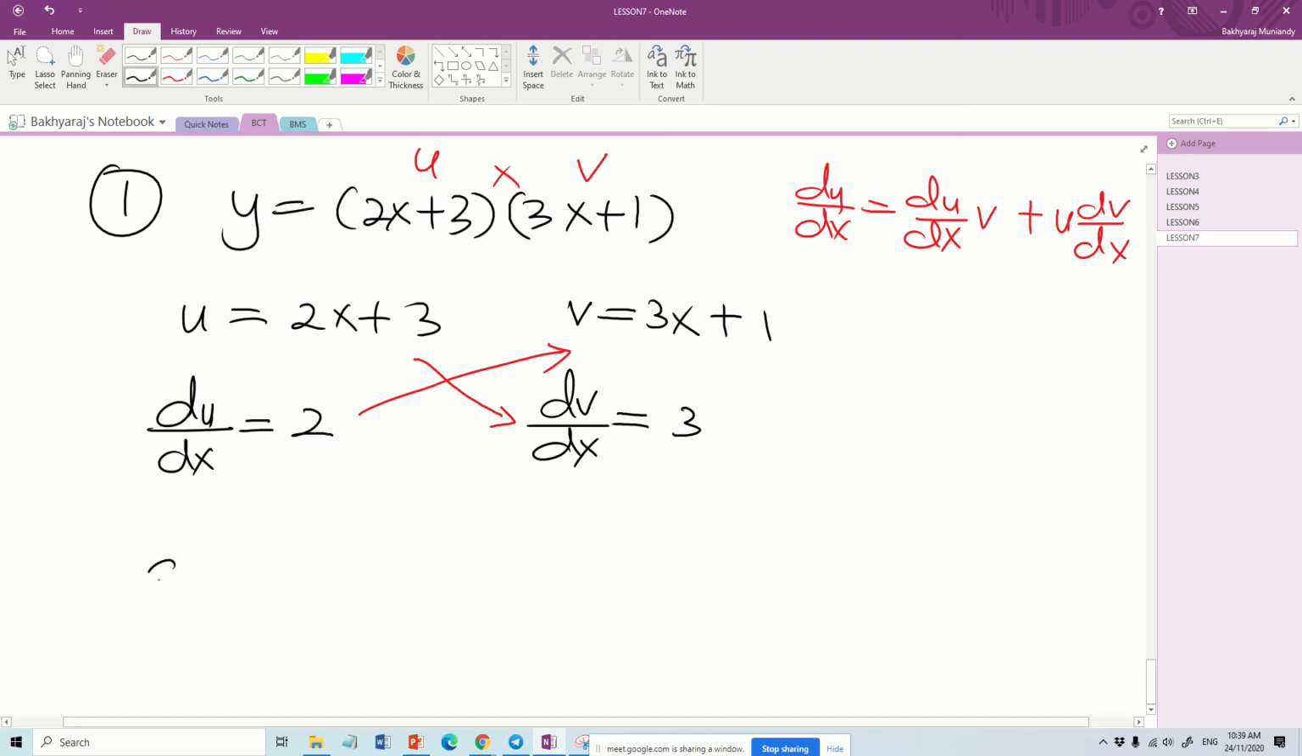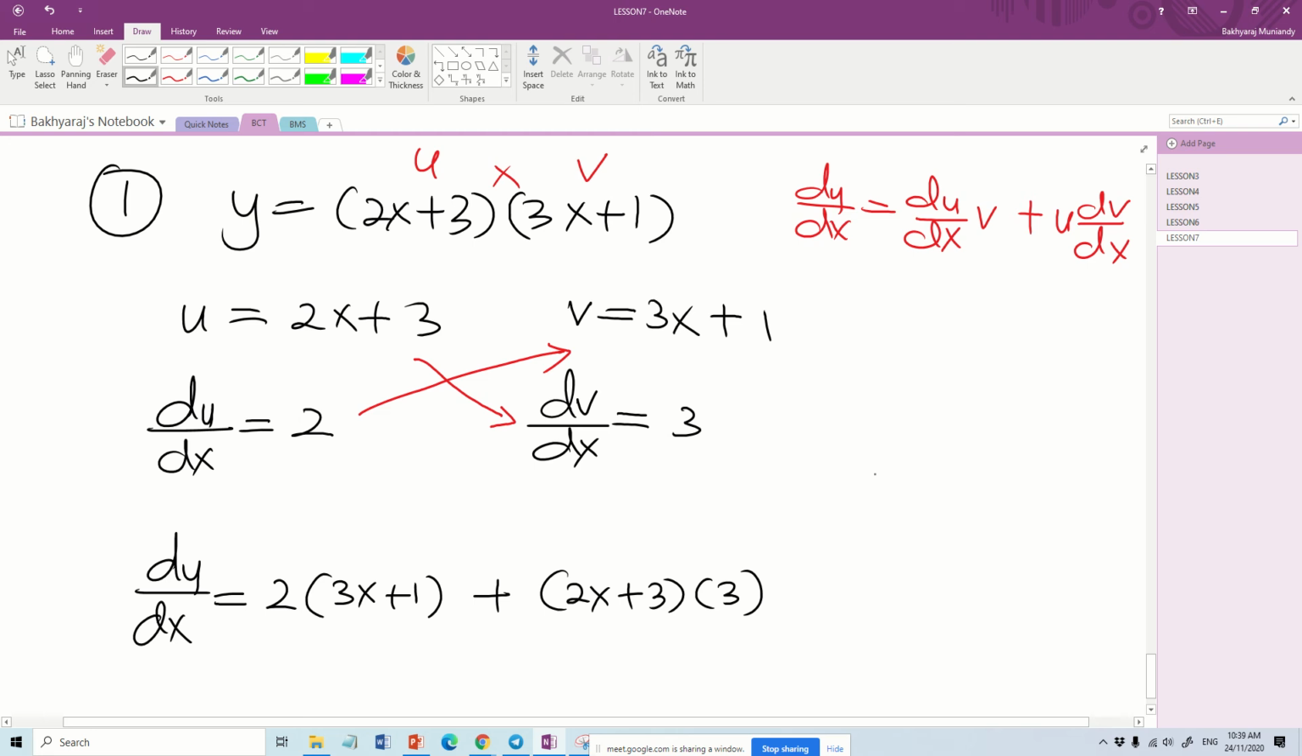Okay, so dy dx will be equal, so 2 times 3x plus 1 plus, okay, u is what? U is 2x plus 3 times 3. Okay, so you boleh dah expand dah. Expand and then simplify lah.